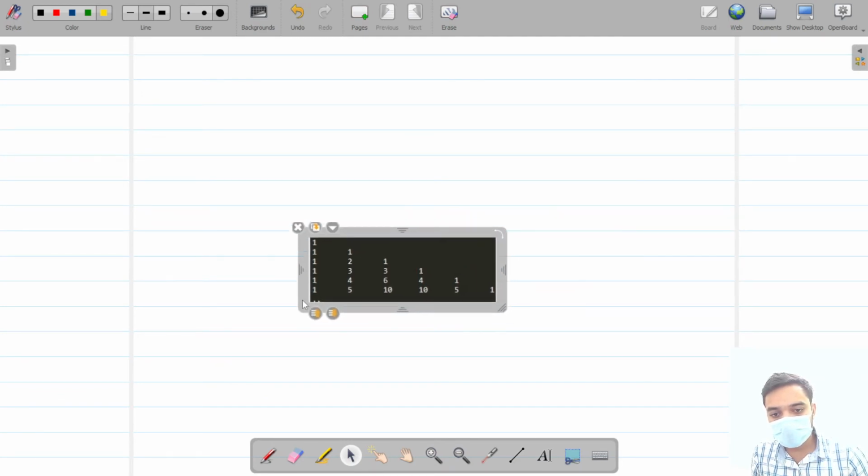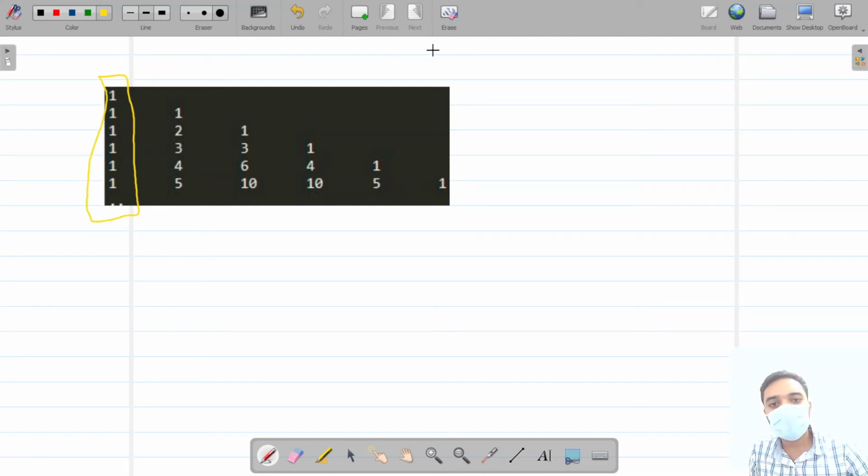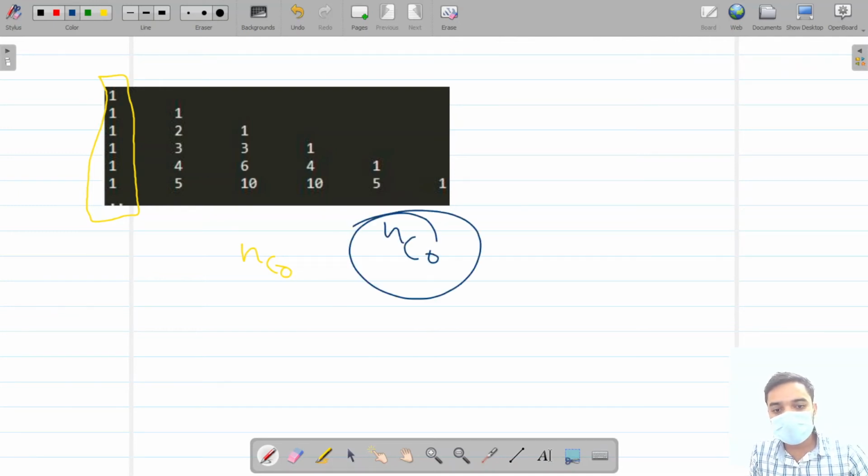So here it is. What I was saying is, by this picture we can see my 0th column equals 1 only, and we all know nc0 always equals 1. That means, whatever the value of I is, the column is 0 right now, so this value will always be equal to 1.